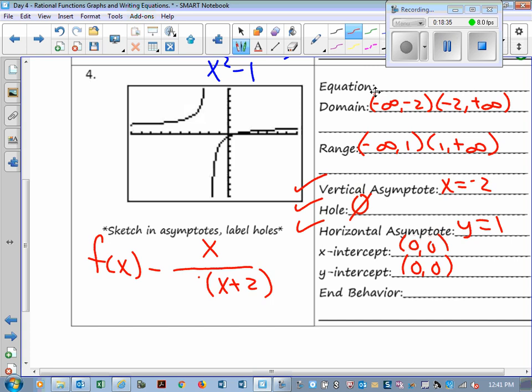If I put 0 in for y, does x equal 0? 0 over anything equals 0. That's true. If I put 0 in for x, I'm going to have 0 over 2. Does that equal 0? Check, check. All good.